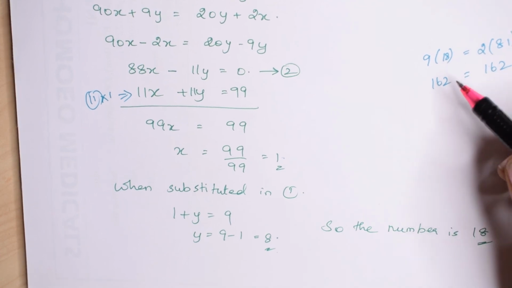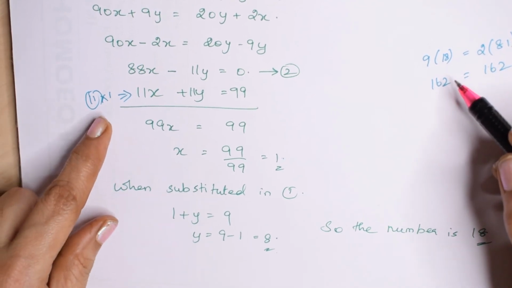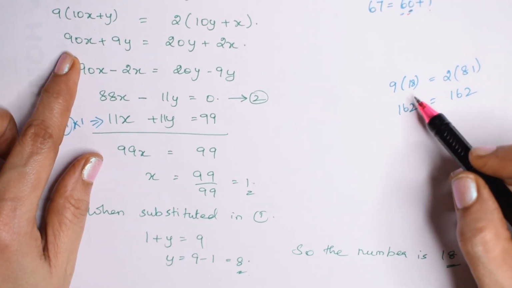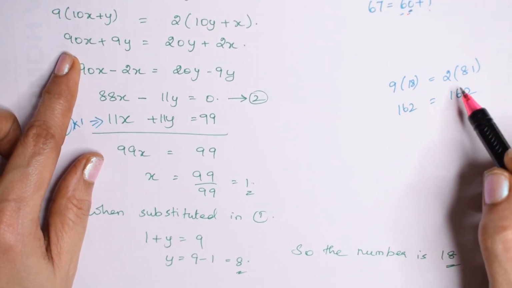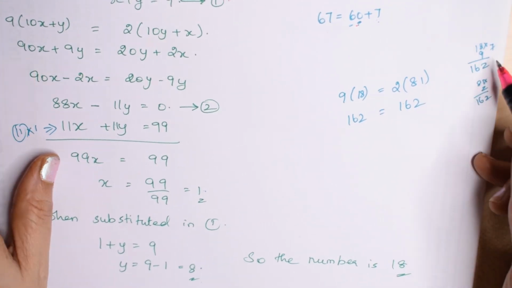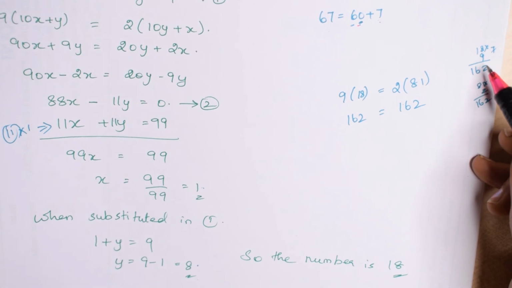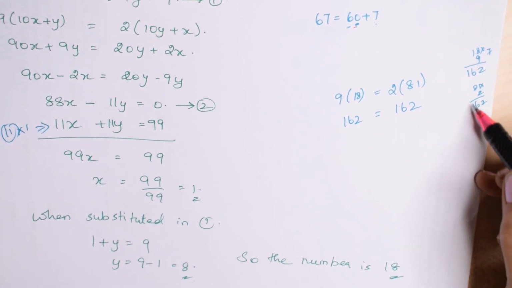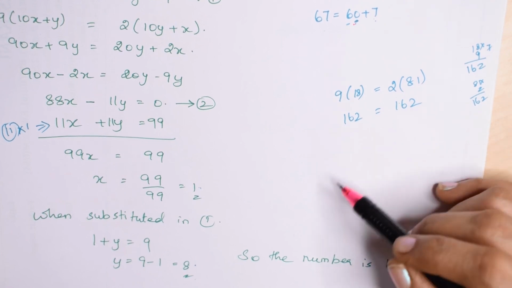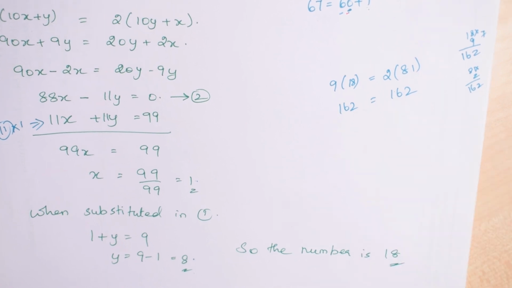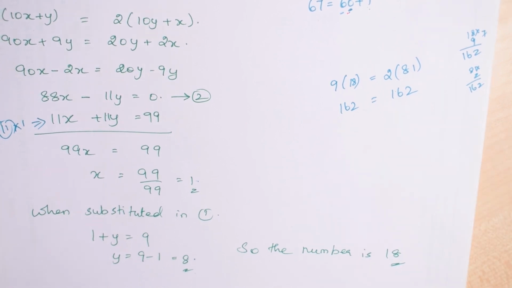I can cross check the answer. I am using it in the second equation. 9 times the original number, 9 into 18, is equal to 2 times the reversed number 81. When I multiply, 18 into 9 is 162, and 81 into 2 is 162. So it's equal. So whatever we have done is correct. And so the number is 18 and the reversed number is 81.